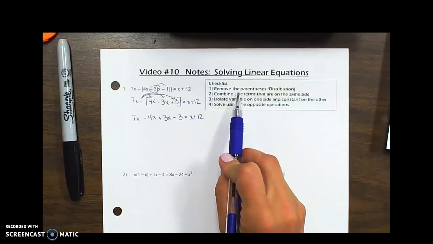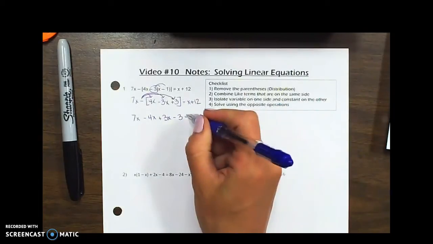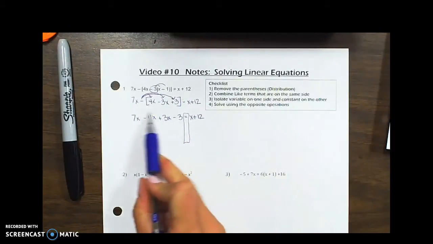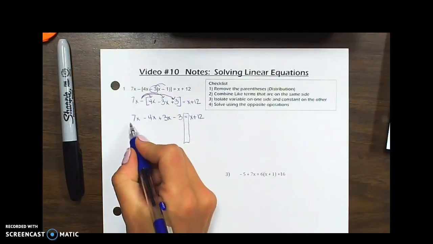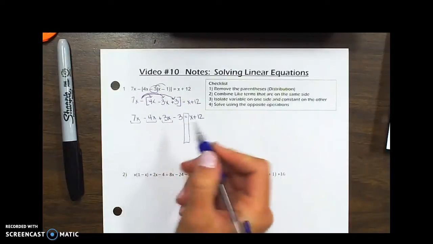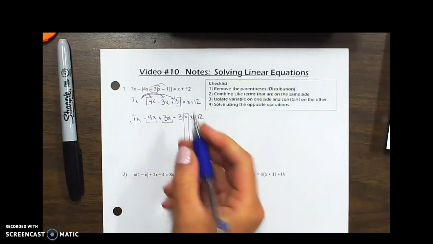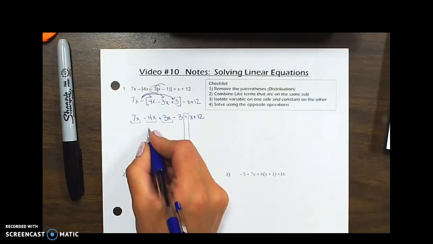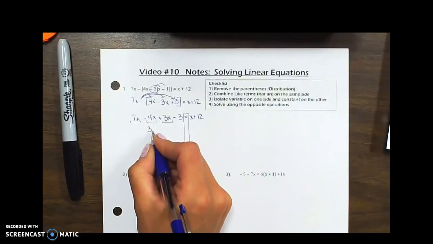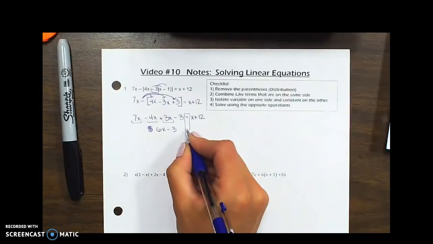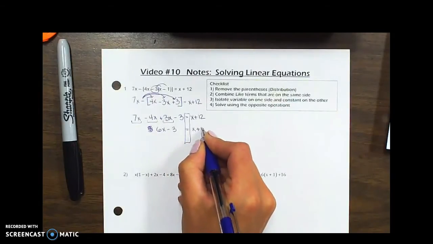So step 2, combine like terms on the same side. So here's my equal sign. Let's look at the left side. Can I combine anything? We sure can. We have a 7x, a -4x, and a 3x. We're going to add those together and we're going to get, so here we get 3x plus 3x is going to give me, not 3x, 6x minus 3 equals x plus 12.